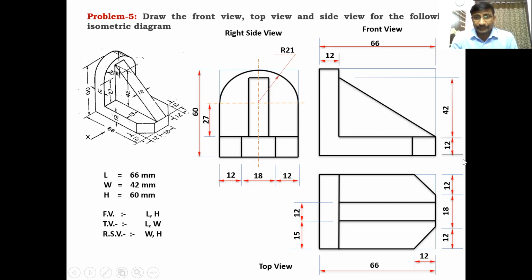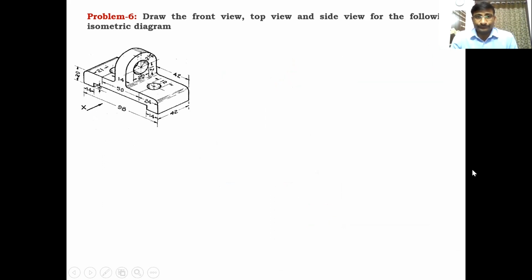Let us go for the last diagram in this chapter, 6th problem. So draw the front view, top view, and side view for the following isometric diagram. This is an isometric diagram given, a 3D diagram, 3-dimensional diagram. In this 3-dimensional diagram, an arrow mark is given in this direction. సో arrow marks ఇచ్చిన డైరెక్షన్ ని మనం ఫ్రంట్ వ్యూ అనుకుంటాం. రిమైనింగ్ వ్యూ సైడ్ వ్యూ టాప్ వ్యూ అవుతుంది. సో arrow mark ఇచ్చిన డైరెక్షన్ ఫ్రంట్ వ్యూ అయితే ఈ డైరెక్షన్ లో ఉండే డైమెన్షన్ ని లెంత్ అంటారు. This is the length. Okay, and this is the width, depth or width of the diagram.